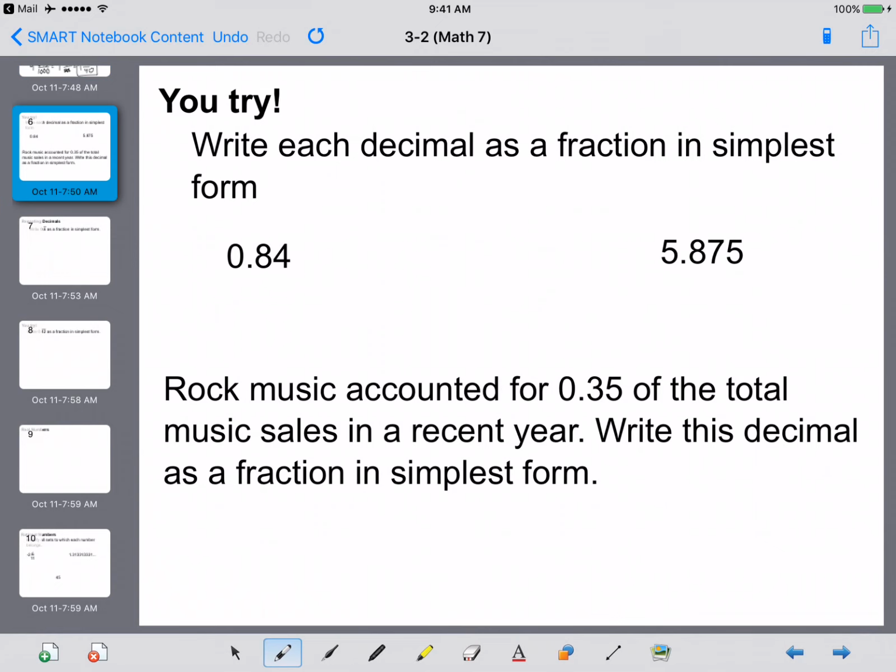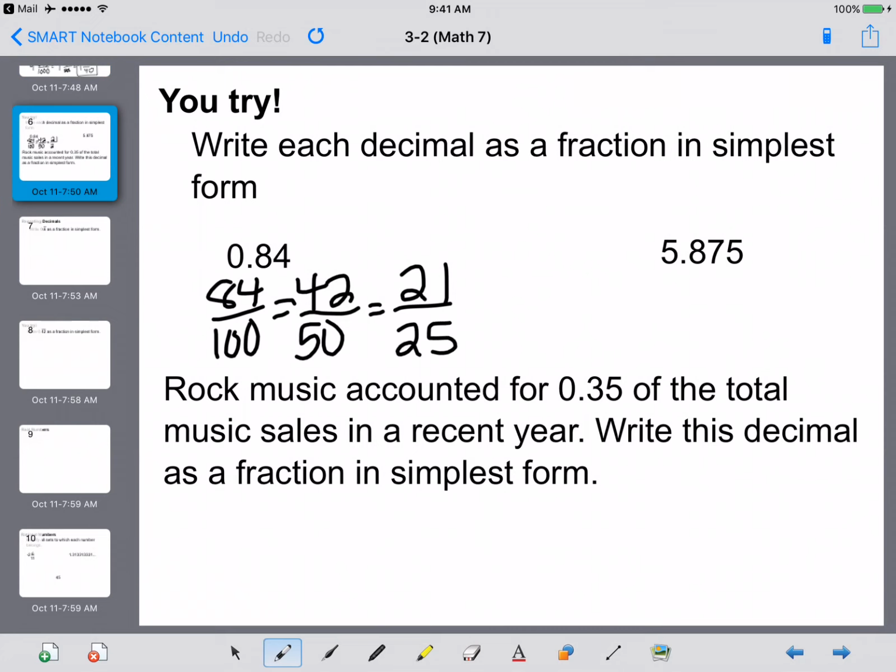Now I want you to try. Write each of these decimals as a fraction in simplest form. So pause and check back with me. So we've got 84 hundredths, so that's literally 84 over 100. We're going to start breaking it down. 84 divided by 2 gets us 42 over 50. 2 can go into both of those. 21 over 25.